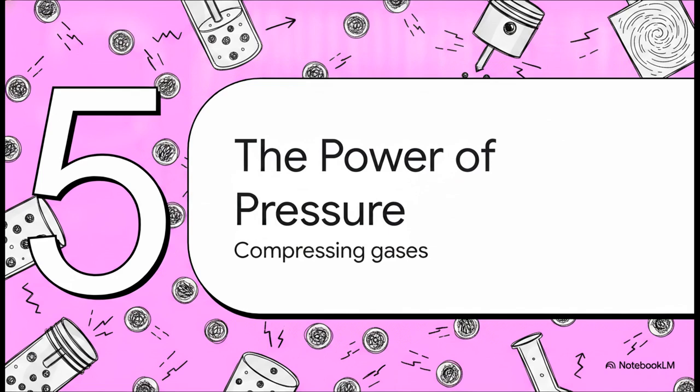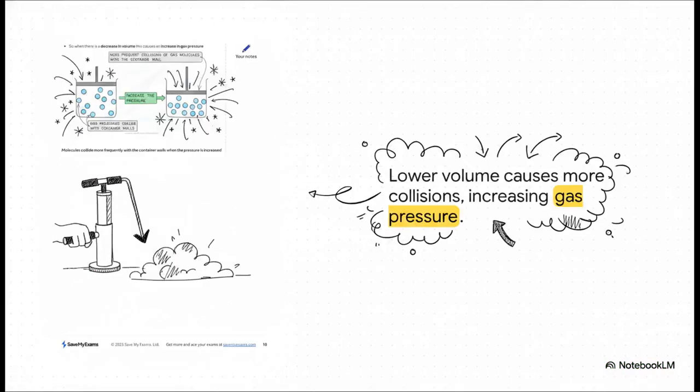Which brings us to our final section, Part 5, the power of pressure. Let's explore what happens macroscopically when we take these incredibly fast, high-energy gas particles and we manipulate them within a confined physical space. Remember earlier how we talked about gas particles having huge amounts of empty space between them? Well, that makes them highly compressible.